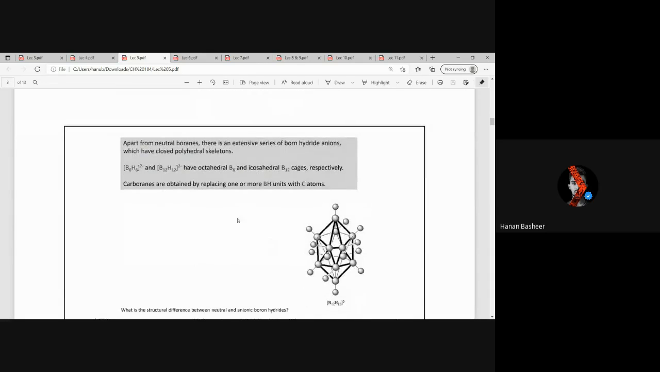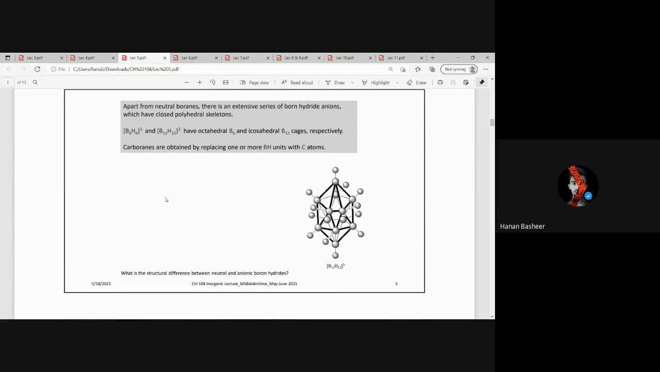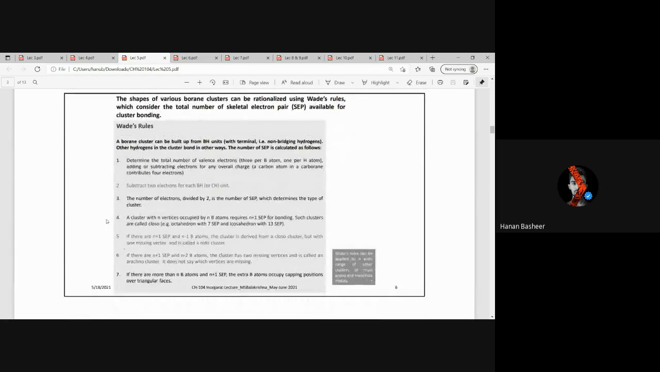Then, apart from neutral boranes, there is an extensive series of boron hydride anions which have closed polyhedral skeletons. This is B6H6 2 minus, and this is B12H12 2 minus. This will have an octahedral structure, this will have an icosahedral structure, and these are in the form of cages. Then this is Wade's rule.